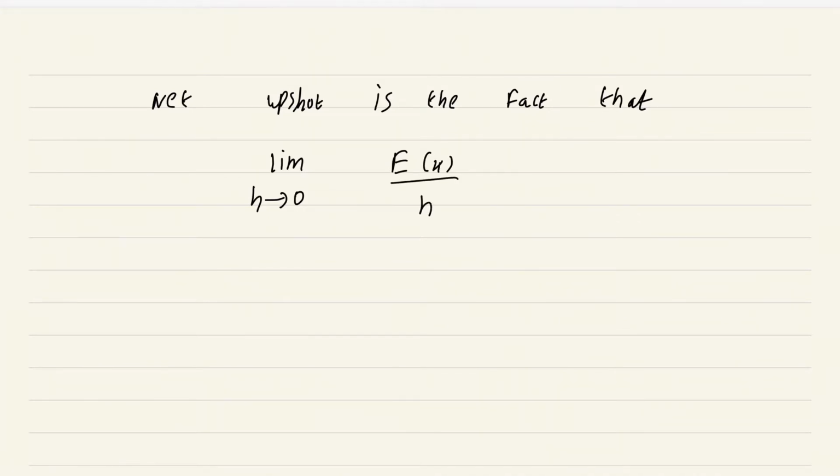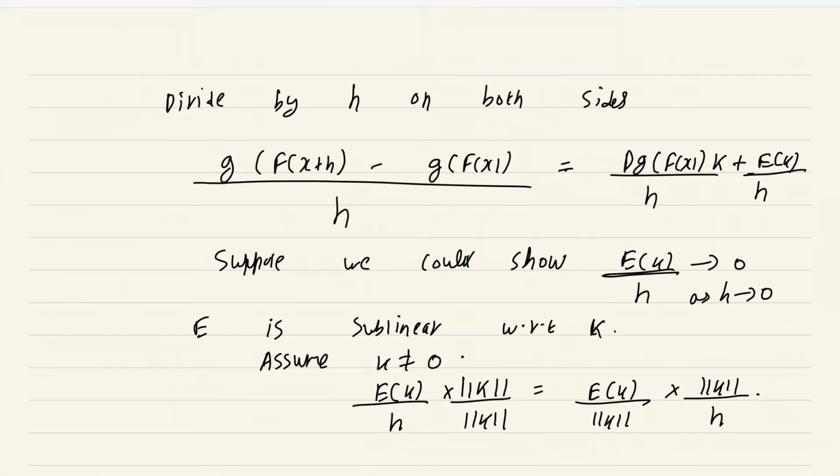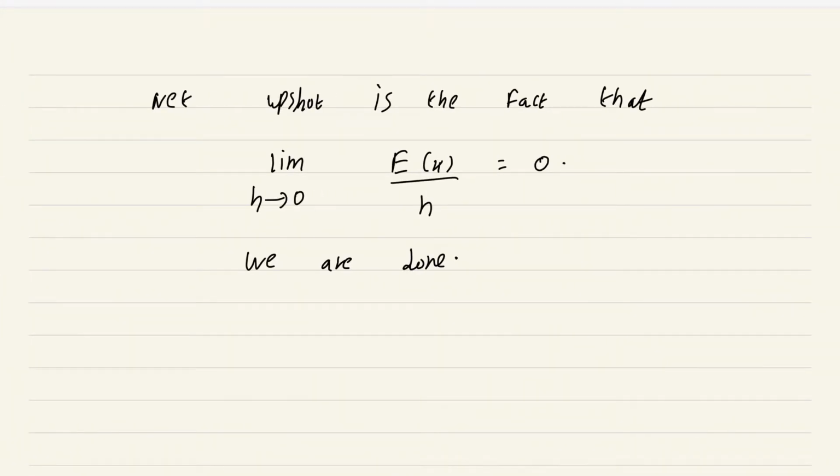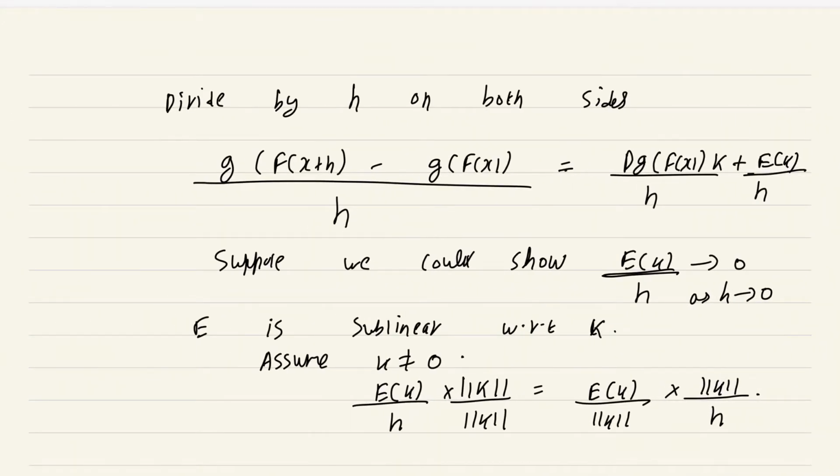Net upshot is the fact that the limit as h goes to 0 of e of k by h is equal to 0. In other words, we are done. So what happens is, as h goes to 0, this expression goes to dg at f of x acting on f prime of x, and this quantity goes to 0. So we are done. This concludes the proof of the chain rule for the derivative for scalar valued functions of a vector variable.